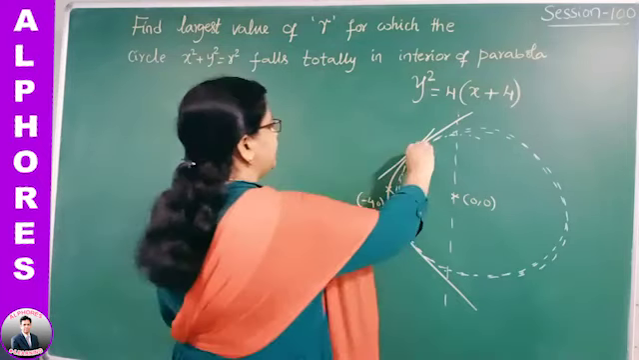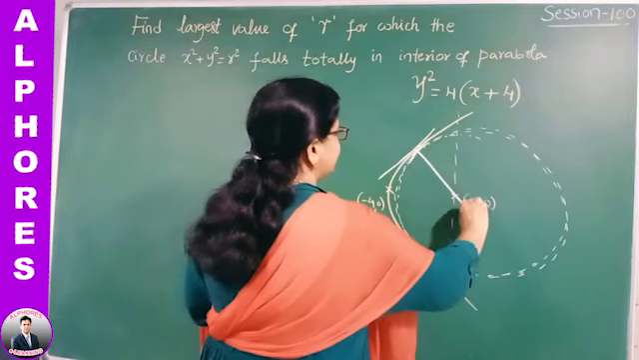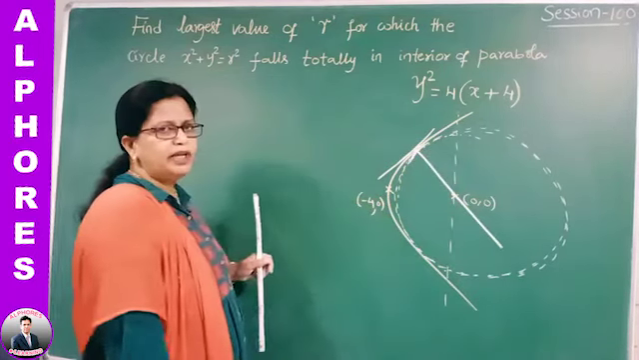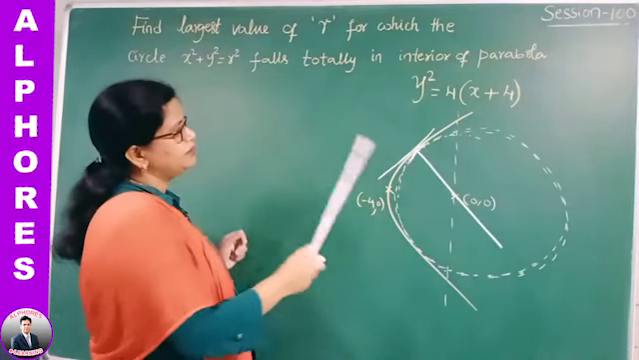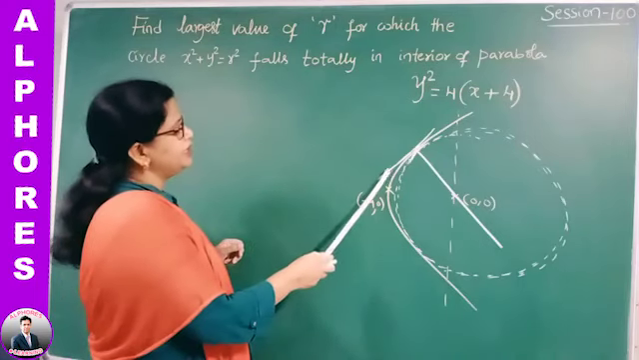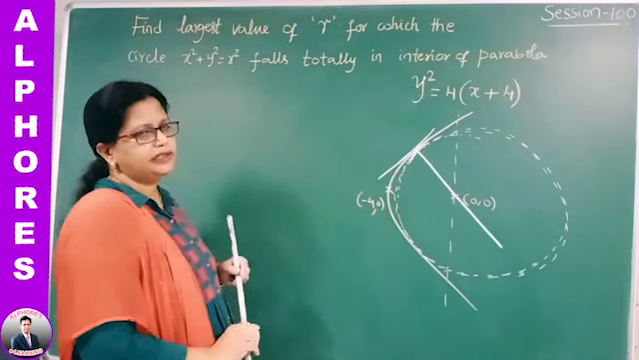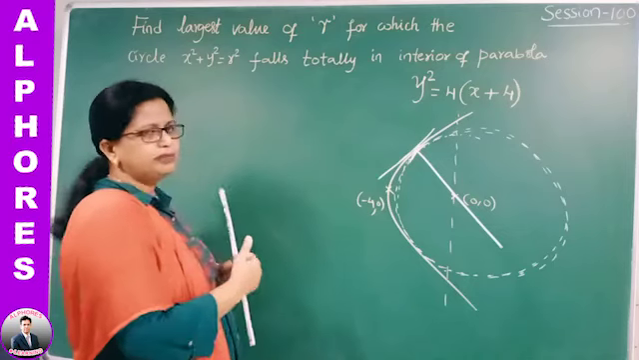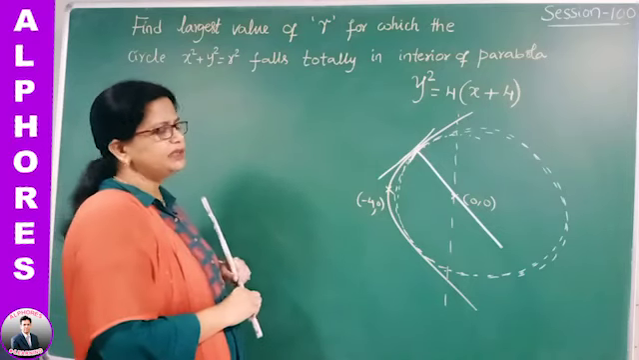Hence it has to pass through what here? The center of the circle. So the normal of the parabola has to pass through the center of the circle, because it is even normal to the circle also, right? So basing on that small concept we are going to solve this problem.